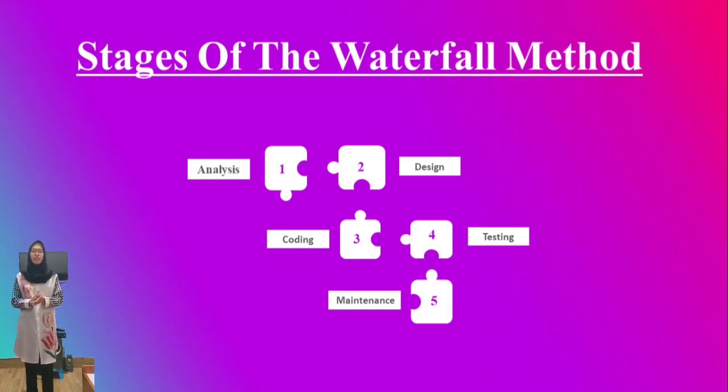Number 4 is testing. The testing phase aims to determine whether the software is in accordance with the expected design and also to find out the errors contained in the software. Number 5 is maintenance. This is the final stage, where the software is maintained by the designer to fix errors that were not found in the first 4 steps.